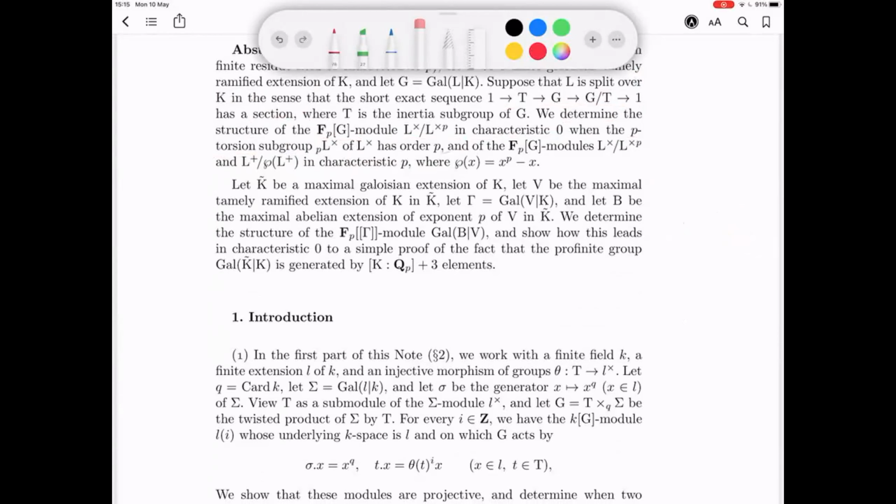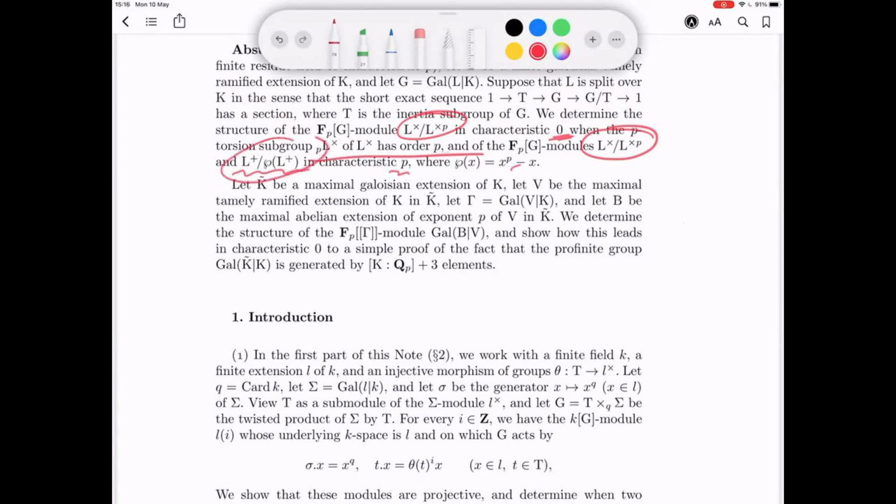And in characteristic P, we are going to determine the structure of this additive group. So in characteristic 0, we need the structure of this group under the hypothesis that there's a pth root of unity. But in characteristic P, we need the structure. Okay, this I don't need, but I can do it as well by the same method. So I'll do it in characteristic P as well.